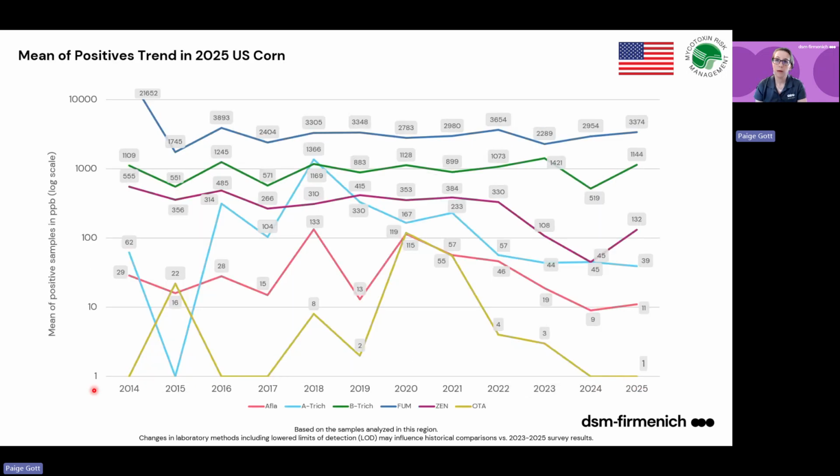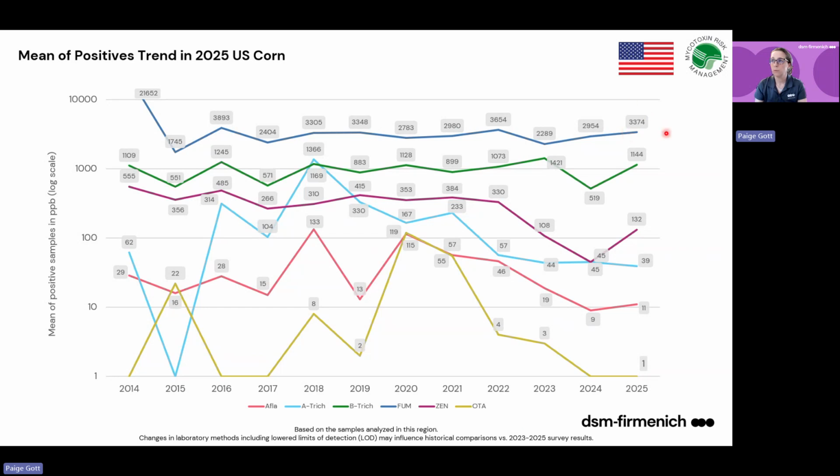When we look at the mean of the positives, so out of those samples that tested positive for the respective mycotoxin, what is the average concentration for all those positives? That's represented up the y-axis on a log scale and parts per billion. And then again, we have the years of the survey across the x-axis, and the different colored lines represent the toxin groups that I just mentioned.